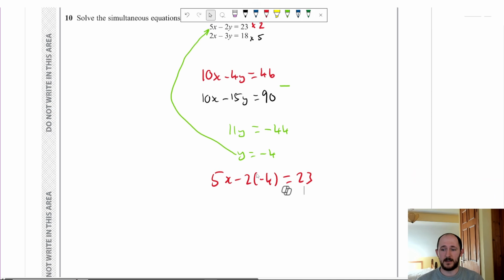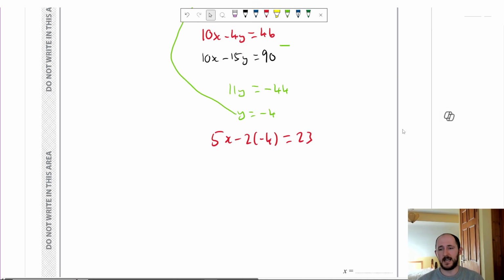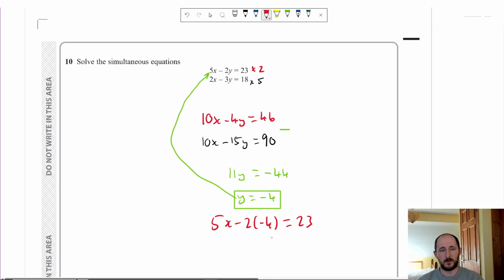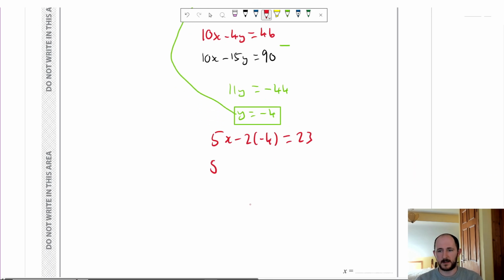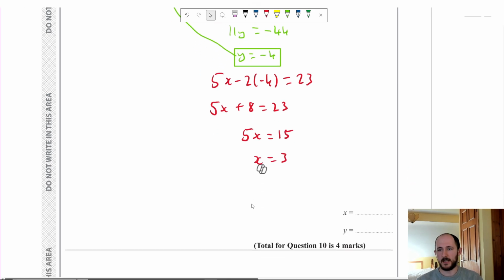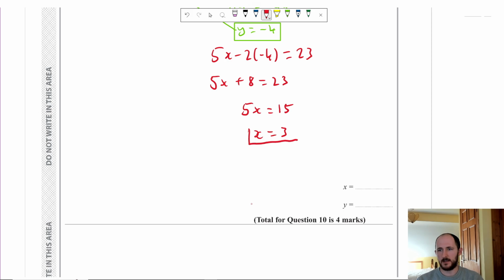I've written out everything, including the substitution, because another common mistake that I see students make is when they sub it back in, they don't include the minus on the outside of the bracket. So they would probably write minus 8, for example. Well, no, it's actually 5x plus 8 equals 23. So be careful with that. Minus 8 from both sides gives me 5x equals 15, which means x is equal to 3. So our two answers are minus 4 and 3.